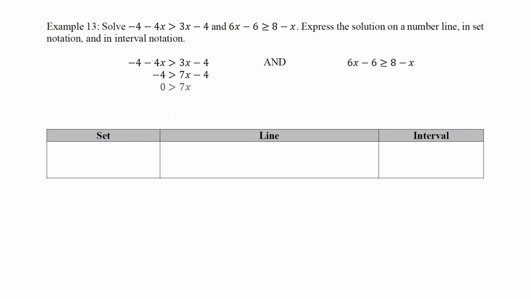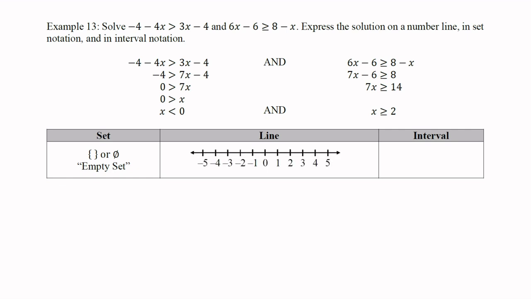We'll solve the one on the left, and we'll get x is less than 0. We'll solve the one on the right, and we'll get x is greater than or equal to 2. And this being an AND statement, we want to do what's shared. Well, between x is less than 0 and x is greater than or equal to 2, there is no part that is shared between those two. So we have the empty set as our set notation. We have nothing shaded on our number line, and our interval would be none or no solutions.